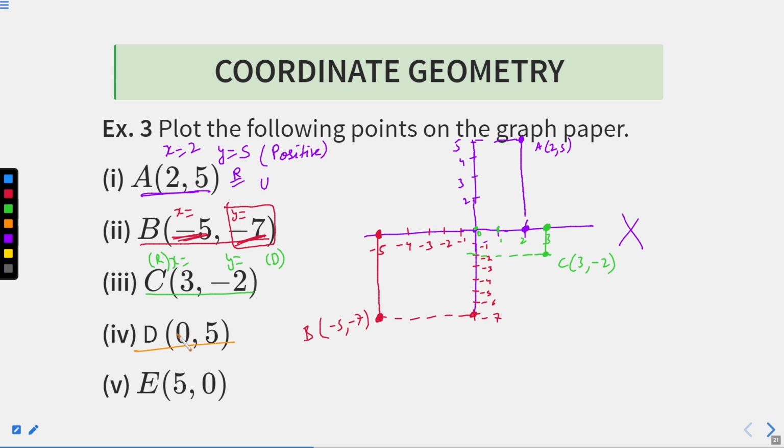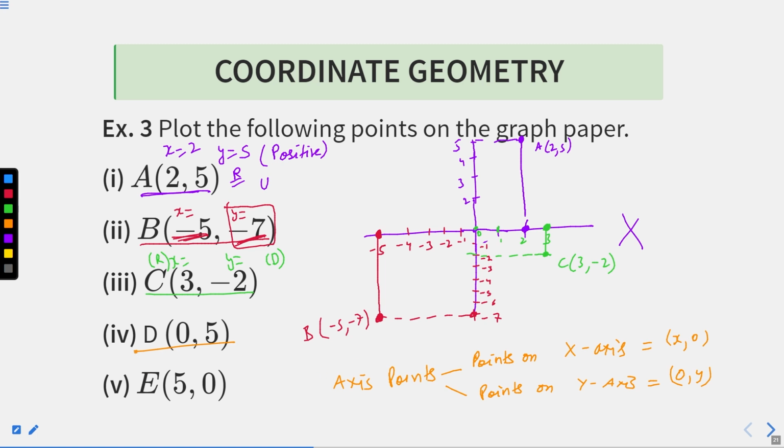Okay, now for the point D (0, 5). If you remember, the axis points, how do we represent them? Axis points meaning points on the x-axis or points on the y-axis. We represent them like (x, 0) for the x-axis and (0, y) for the y-axis.